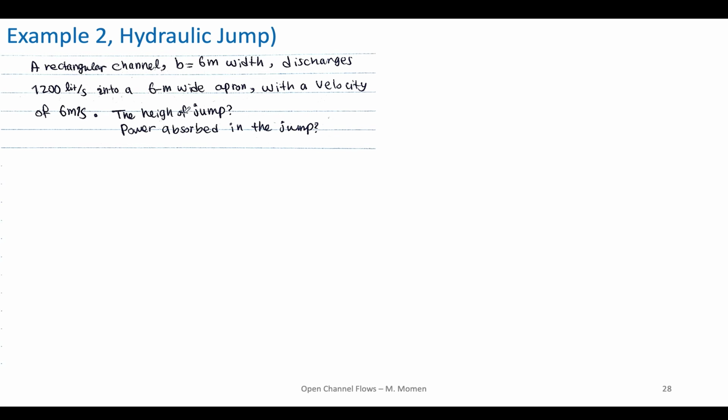Okay, for the second example, it's similar to the previous one, but now in SI units. So we have a rectangular channel. The width of the channel is given as 6 meters, which discharges 1,200 liters per second into a 6 meter wide apron with a velocity of 6 meters per second. So question one asks us, what is the height of the jump? And second, what is the power absorbed in the jump?